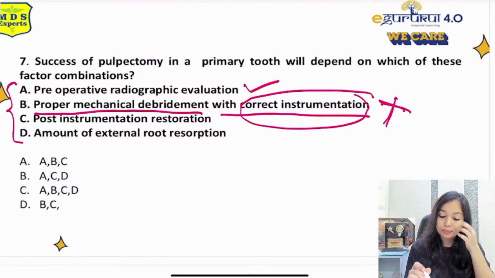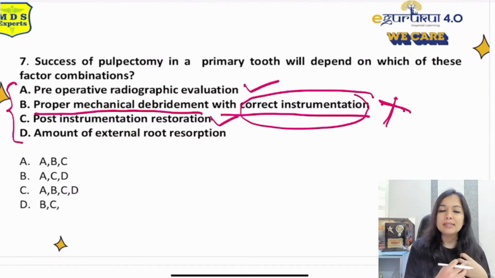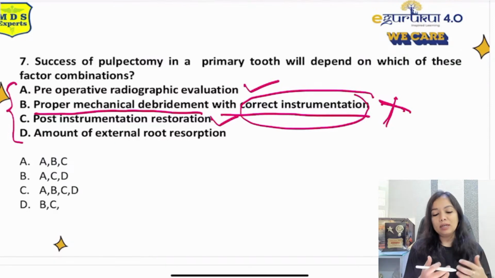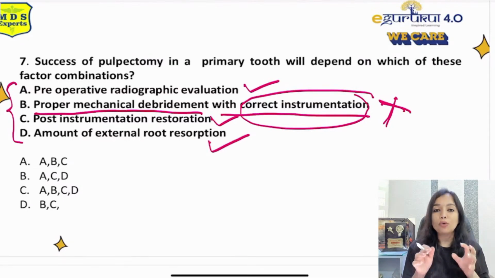Post-instrument restoration, yes, it is important, and the pulpectomy success depends upon it, because if the post-instrument restoration is improper, that means you've not achieved a proper seal, and the infection can percolate inside and then again infect the particular tooth. So this is important. And the amount of external root resorption also is a great factor on which the success of pulpectomy depends.